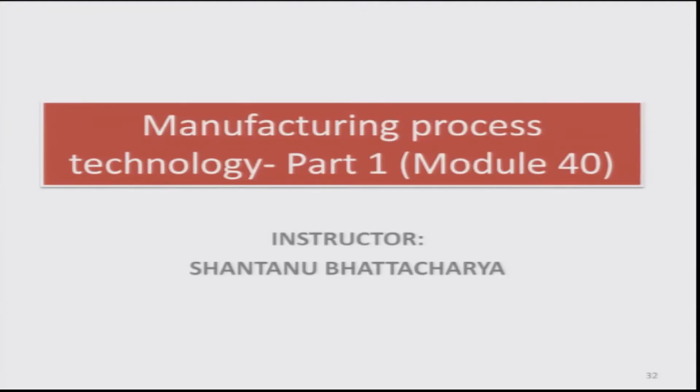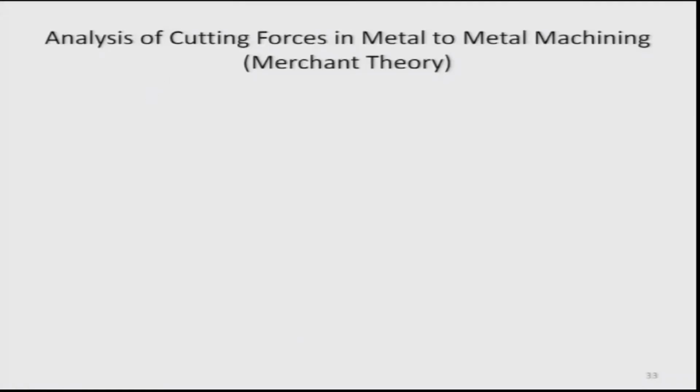Hello and welcome to this manufacturing process technology part 1 module 40. Quick recap of what we did in the last module. We were talking about a relationship between the ultimate shear strength of the work material in terms of a component or a contribution of the normal stress in the shear plane as well as the actual shear stress component. So, in doing that we arrived at a formulation where we tried to find out the total shear force as a function of material properties and geometric parameters.